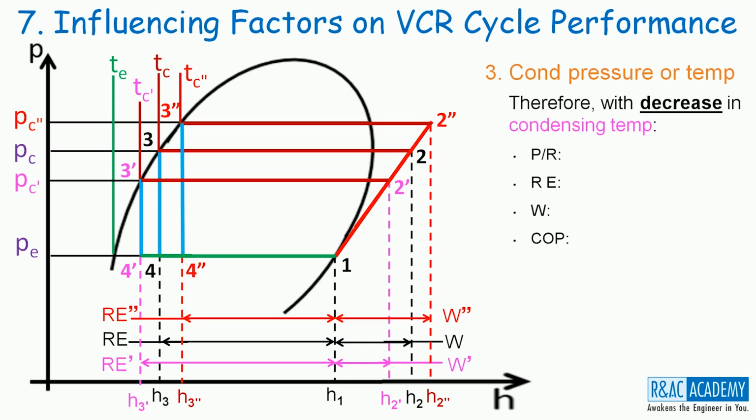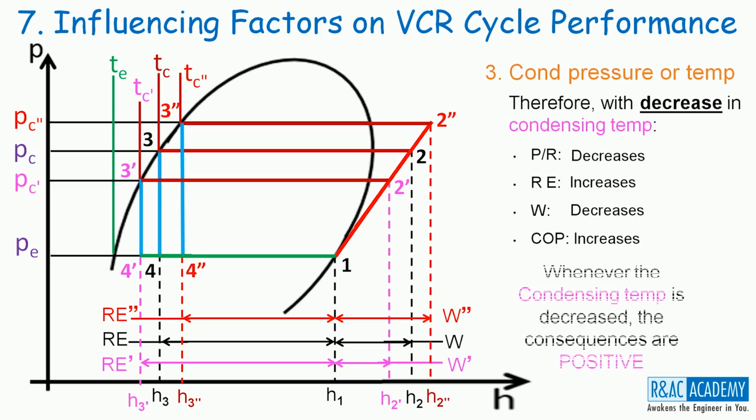Therefore, with the decrease in condensing temperature, pressure ratio decreases, refrigeration effect increases, work input decreases, and finally COP increases. Hence, whenever the condensing temperature is decreased, the consequences are positive. Or whenever the condensing temperature is increased, the consequences will be negative.